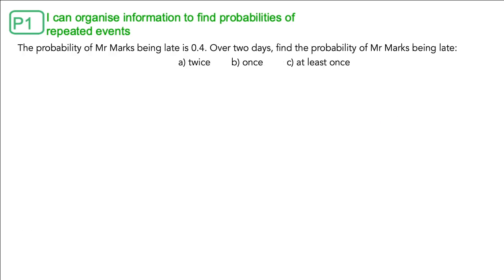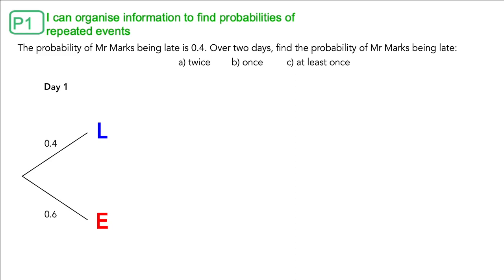Pause and have a go at this question. Let's use what we've learned about tree diagrams to create one from this information and to find probabilities of these questions. The first day, the probability Mr. Marks will be late is 0.4. What do you think the other part of this branch represents? If he's not late, he must be early. Therefore, what would be the probability of being early? Remember, all parts of a branch add up to a whole. So the probability of being early is 0.6.